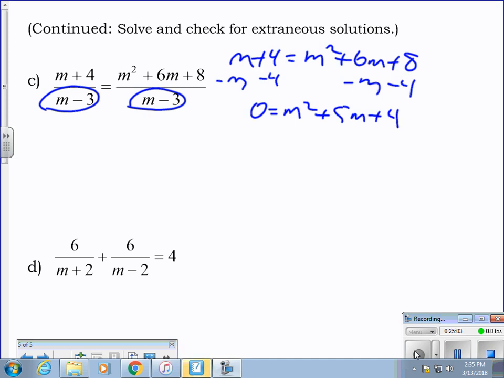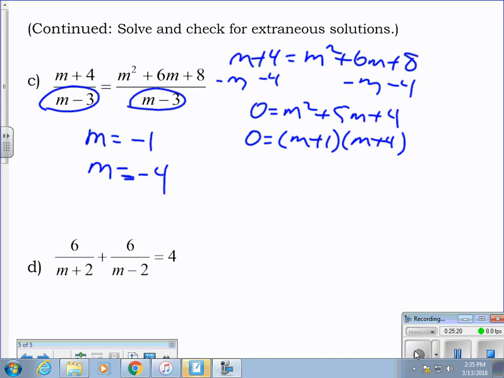Two numbers that multiply to give me 4 and add to give me 5 are 1 and 4. 0 equals m plus 1, m plus 4. So m equals -1, m equals -4, and both of those are good. Neither one of them will give me 0 in my denominator. I'm okay with that. Okay. Questions? Okay, next one.